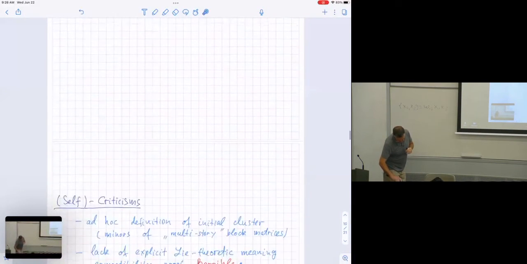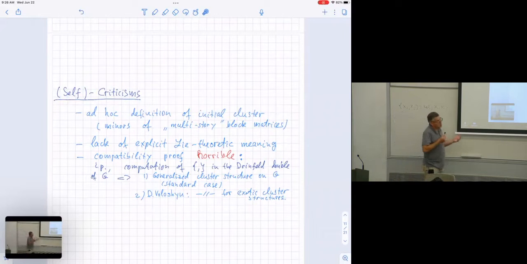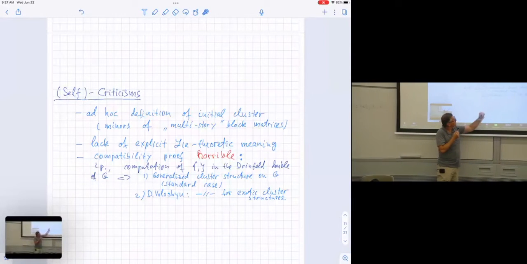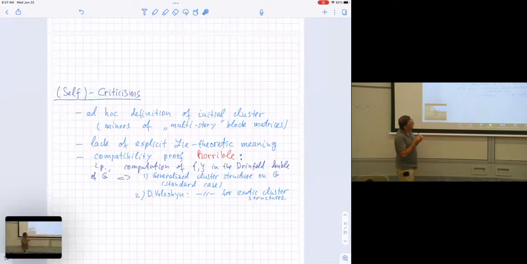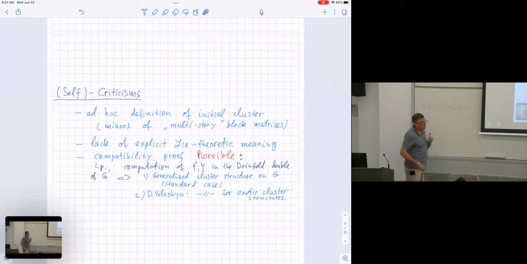And so let me go immediately criticize our own work. So first of all, the definition of initial cluster, you will agree, is very ad hoc. Then there is a lack of explicitly theoretic meaning of this construction. And then compatibility with Poisson structure, so computation of Poisson brackets was just horrible, right? It's just a horrible long computation, and we couldn't even do it in the group itself. We had to go to the Drinfeld double, compute brackets there, and then restrict. Well, it did not all go to waste, because that allowed us to find the cluster structure in the Drinfeld double of G, and then my graduate student Dima Voloshin extended it for this more exotic situation.